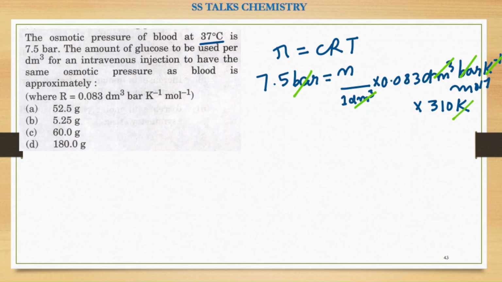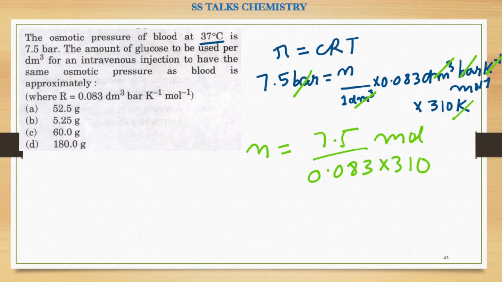So we can find from here the number of moles firstly, and then we can find the amount also. We will get the n value as 7.5 divided by 0.083 into 310, which is in moles. Then we have to find the weight in grams. The amount of glucose is being asked, so the mass of glucose will be moles multiplied by the molar mass of it.